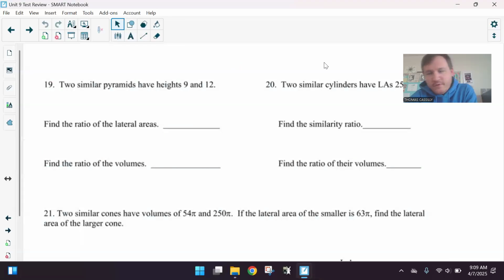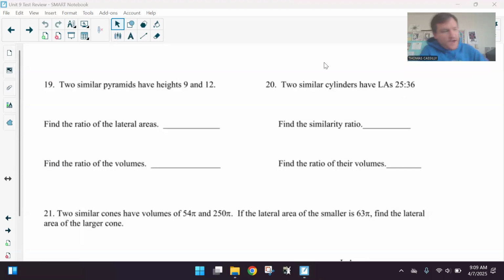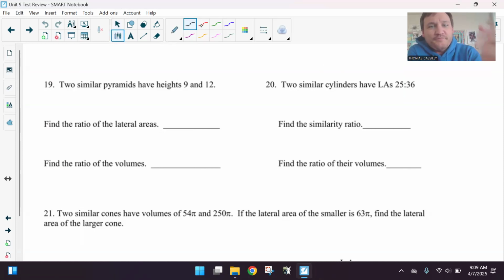All right, here we go. This is Unit 9, test review, page 4, part 2. All right, let's see what we got here.